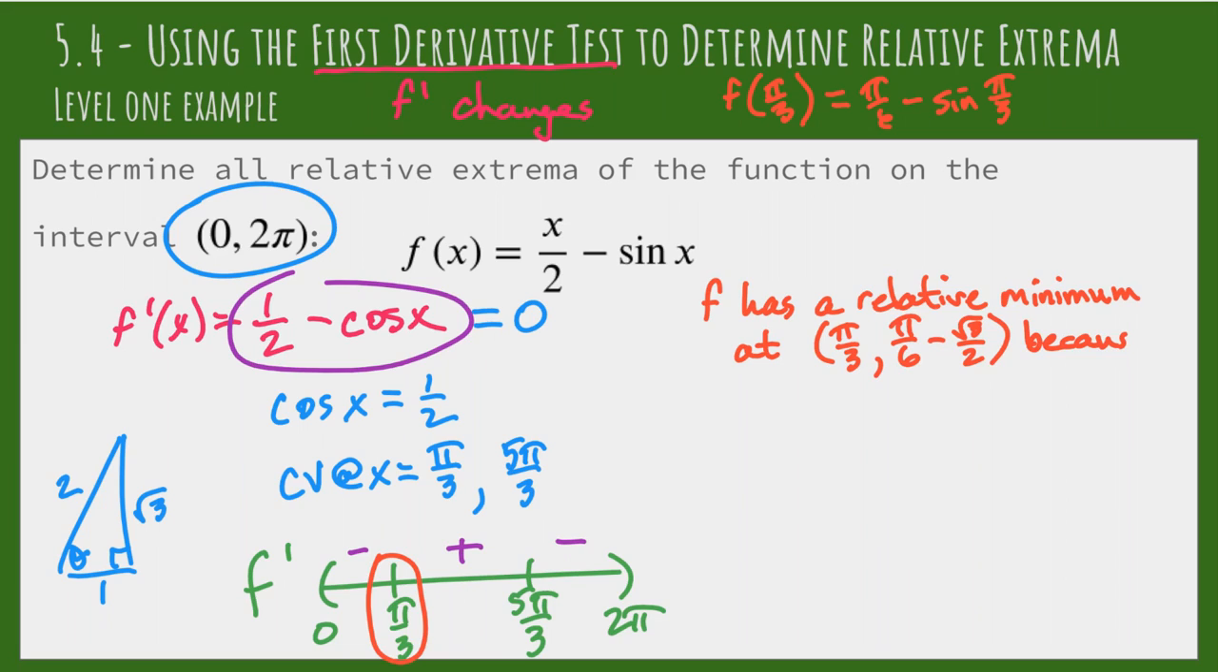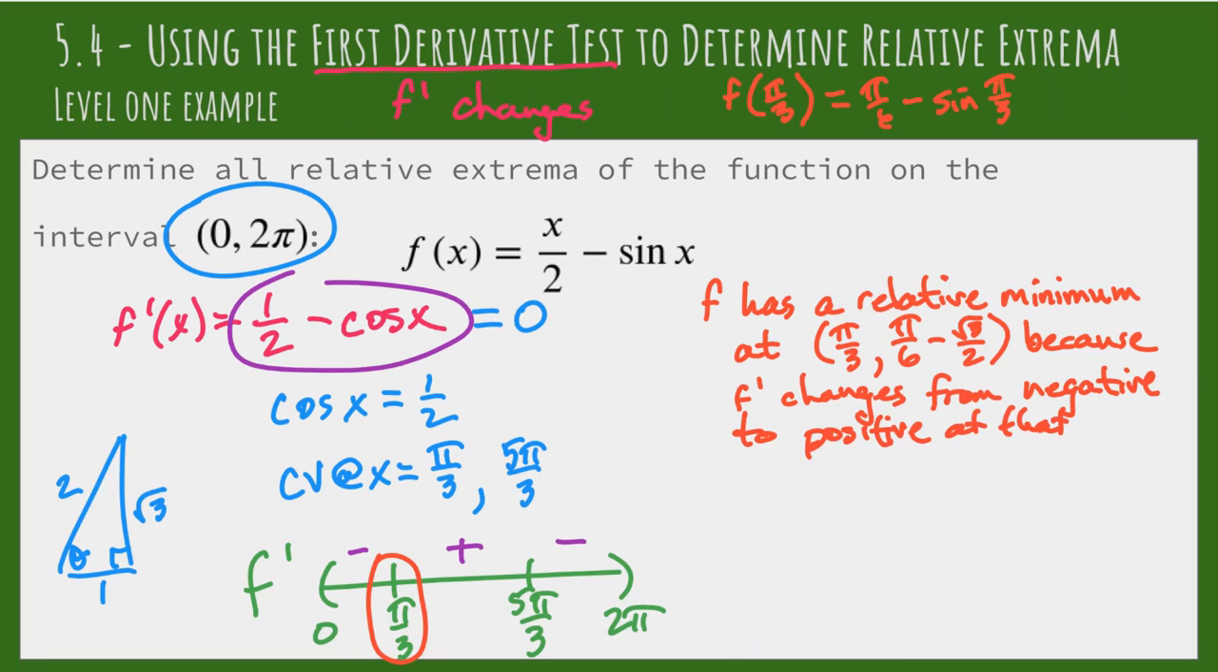So because f prime changes from negative to positive at that point. Okay, so remember, when the derivative is negative, the function's decreasing. When the derivative is positive, the function's increasing. So at the point where the derivative changes from negative to positive, the function changes from decreasing to increasing, and we get a relative minimum.